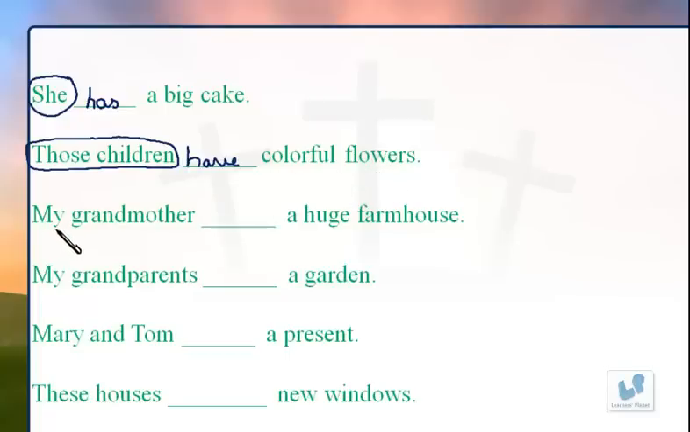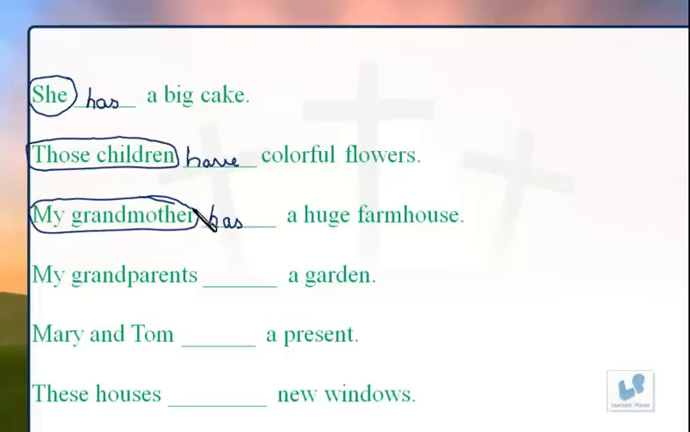The next fill in the blank is, my grandmother dash a huge farmhouse. So my grandmother is the third person singular over here. And with the third person singular, we use has. So the correct fill in the blank will be has. My grandmother has a huge farmhouse.